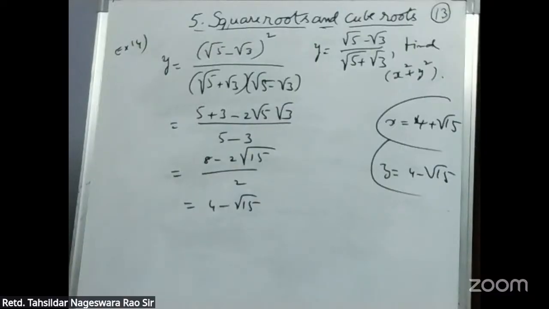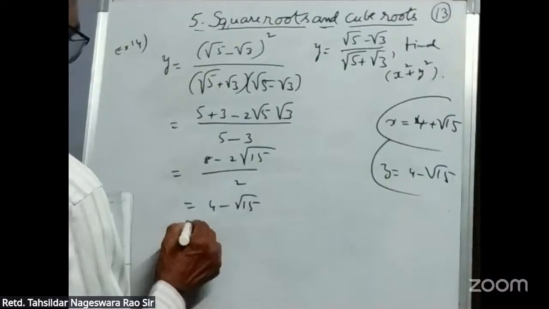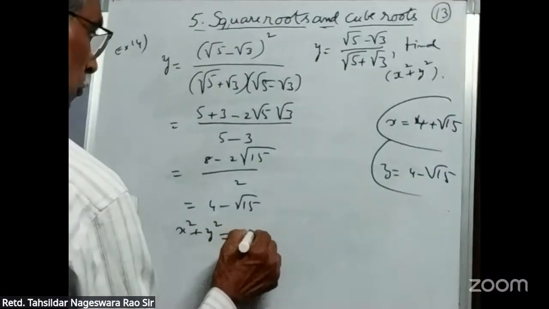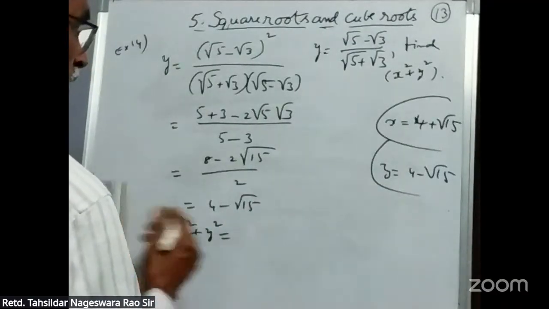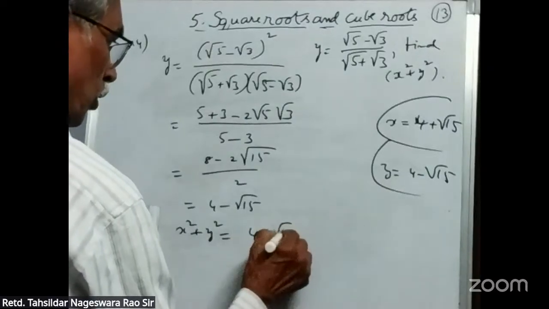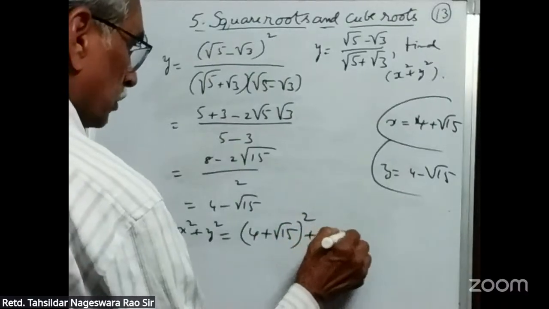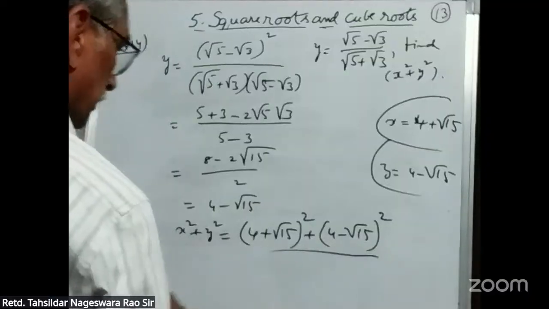Then x square plus y square. X square plus y square is equal to, no further simplifications, of course. Answer will be given like this only: 4 plus root 15 whole square plus 4 minus root 15 whole square. No further simplifications. You see the answer.